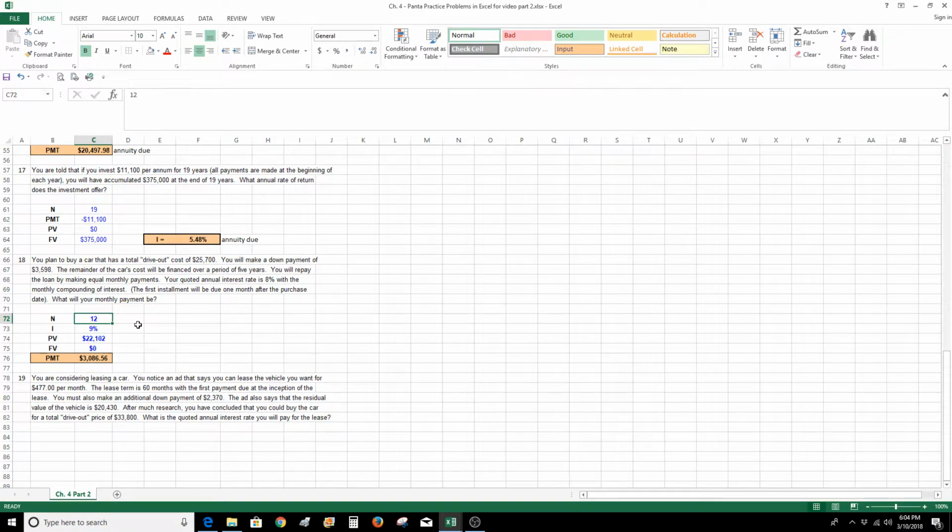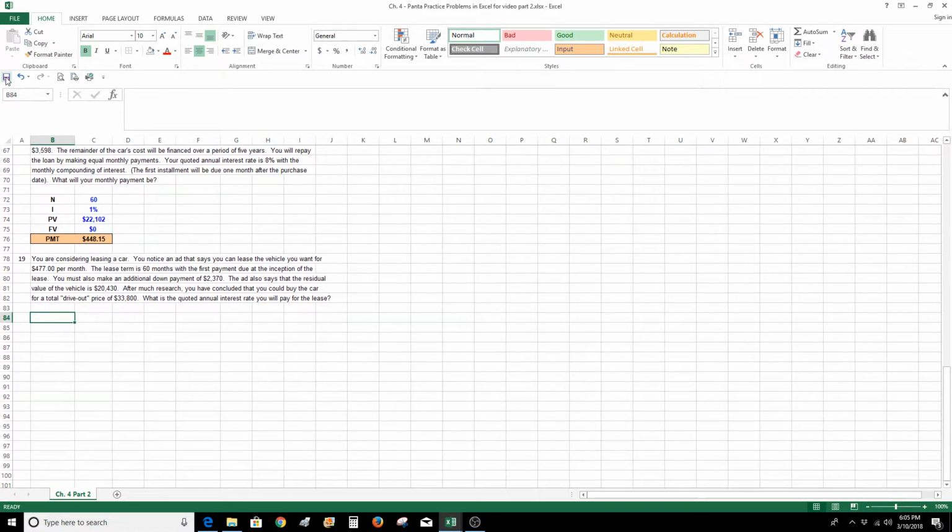So it's financed over 5 years. Right here it tells us, but it's monthly compounding. So that means it's 5 years times 12 months in a year, so that's 60 months. And the interest rate is 0.08 because it's 8% annual divided by 12 months in a year. So that tells us that the payment is $448.15 a month.